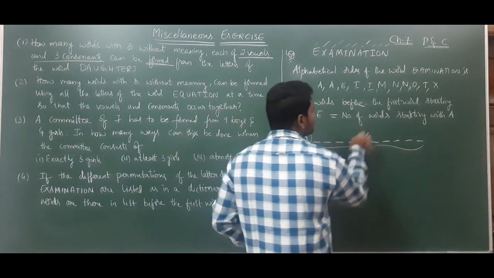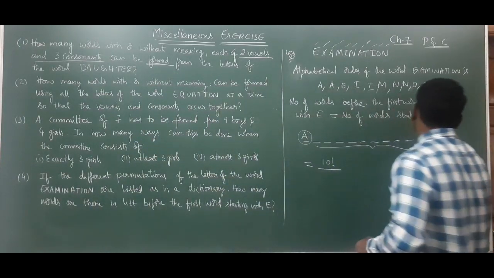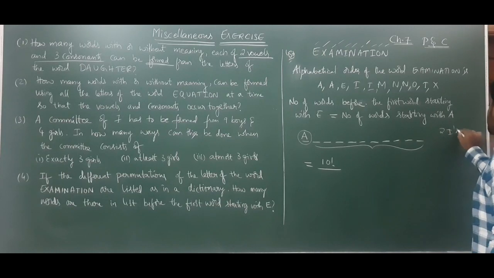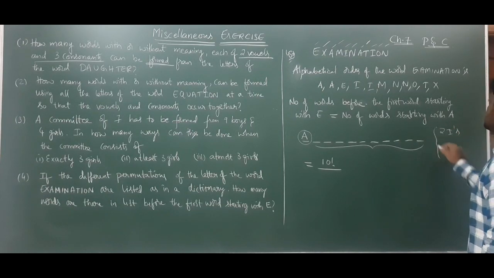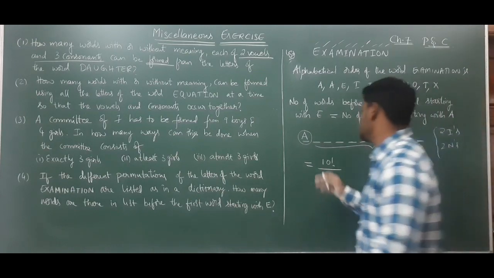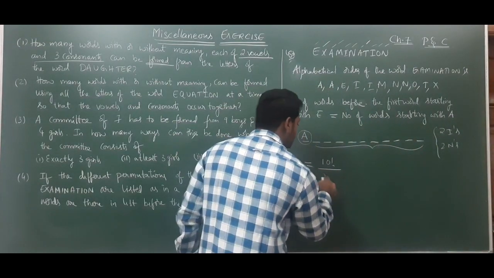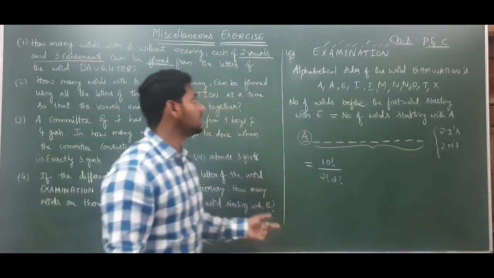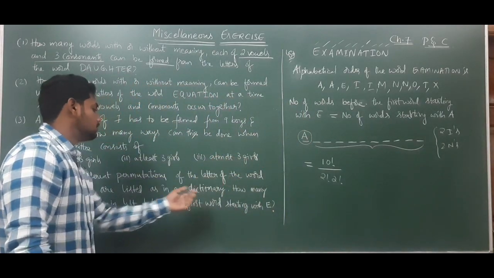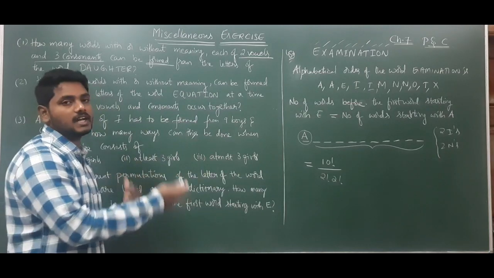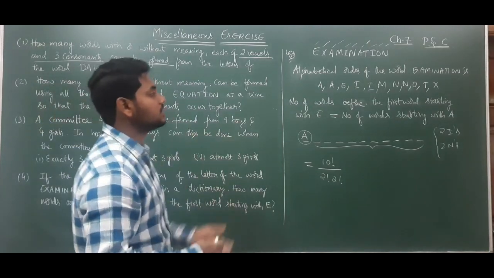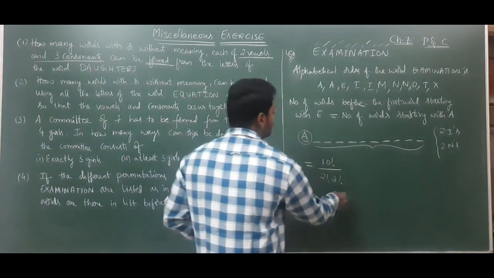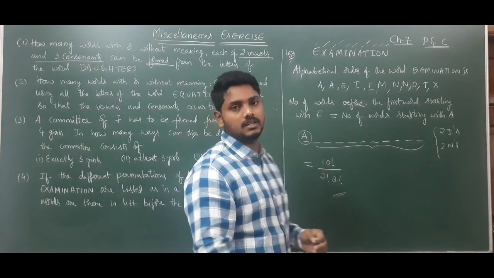In that, 2 I's are there, and again 2 N's are there. So it will be 10 factorial divided by 2 factorial into 2 factorial. If you simplify, you will get the number of words before the word starting with E, nothing but the number of words starting with A. So this is how we will solve the problems of the miscellaneous exercise.